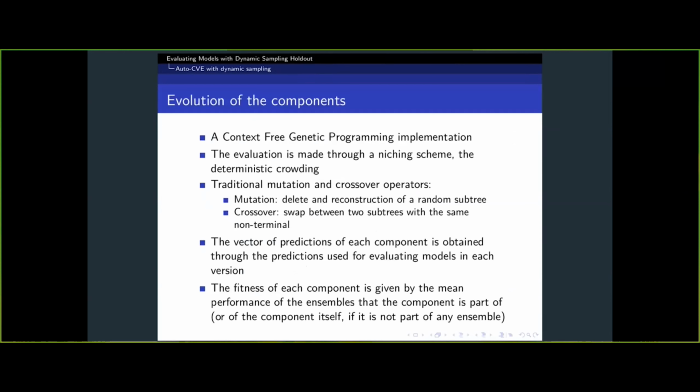To give you now some details, first talking about the component's evolution. Here we use niching to guarantee some diversity, following that idea of maintaining diversity in ensembles. Crossover and mutation are done as usual in CFGP, and we store the predictions of each component to evaluate the ensemble. So we do not need to train and test each component for every ensemble that uses it. Okay. And at the end, the fitness of each pipeline is just the mean performance of the ensembles of which this pipeline is part.